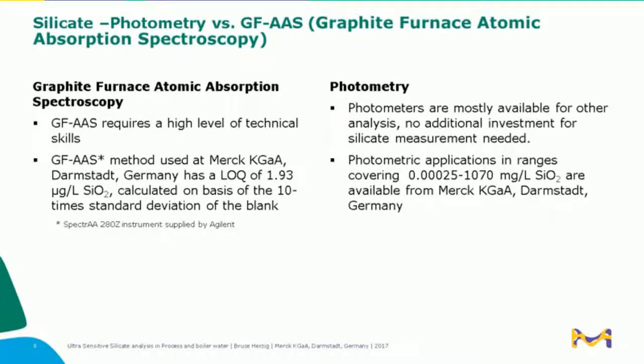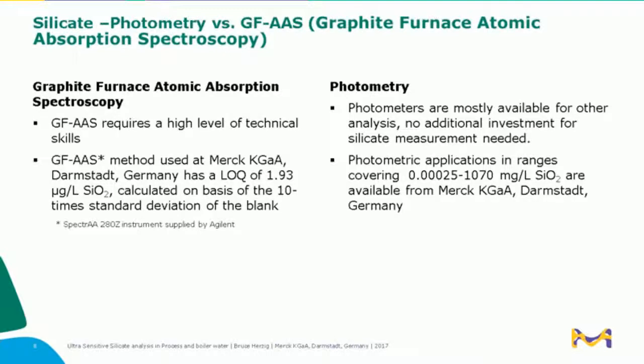One high-end instrument used for the determination of silicate in water is a graphite furnace with atomic absorption spectroscopy. This is also called a GFAAS. This method is very sensitive and can allow a determination in the ppb range. We chose this method as a reference analysis to our photometry experiment.